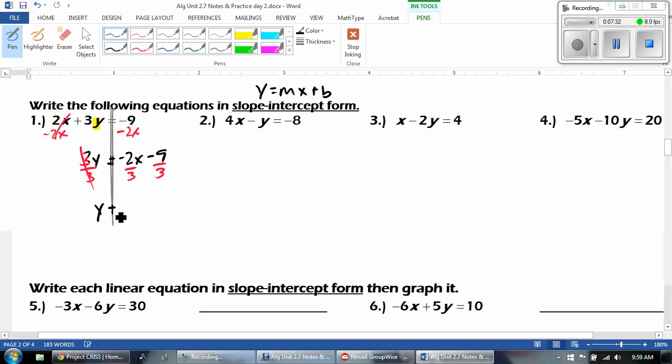We get that y equals negative 2 over 3x minus 3. Okay, and it's not asking us about anything else.